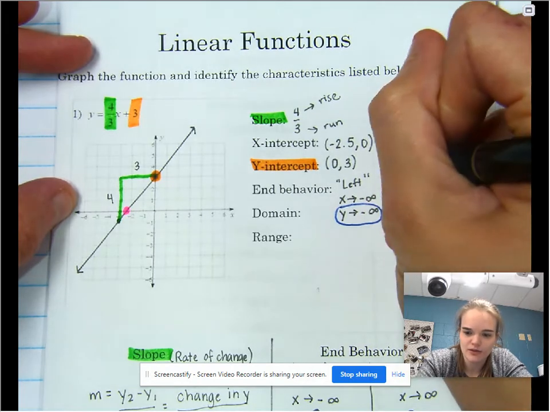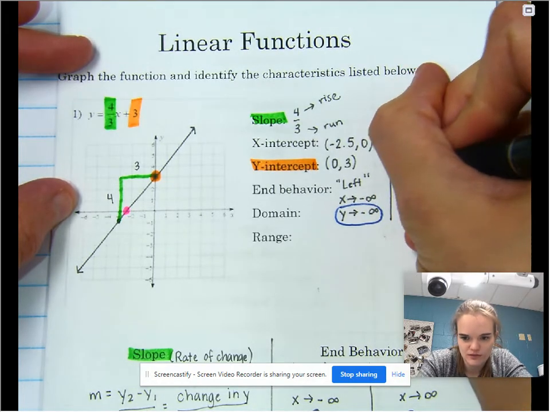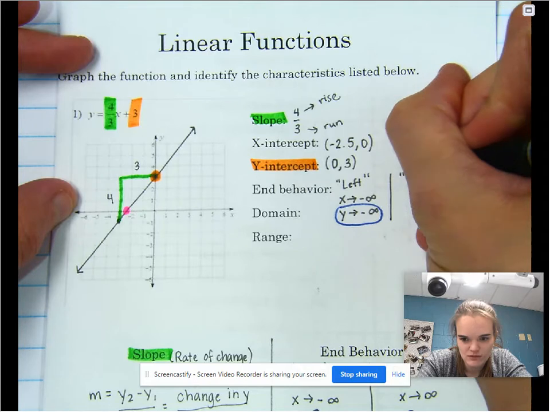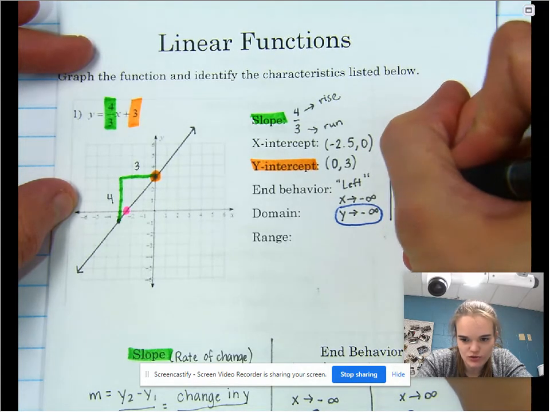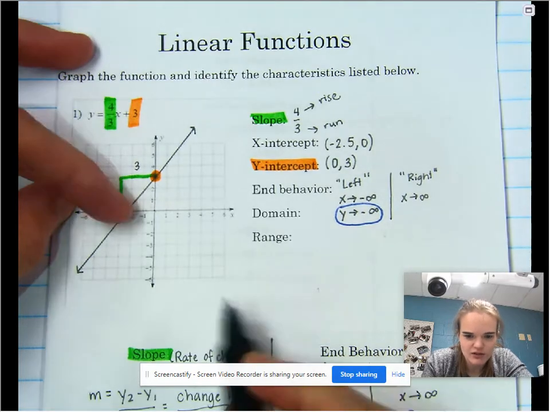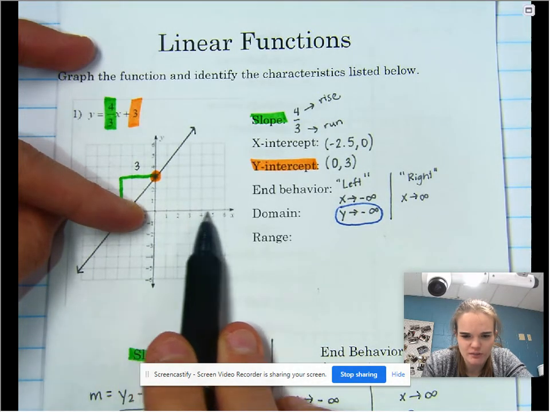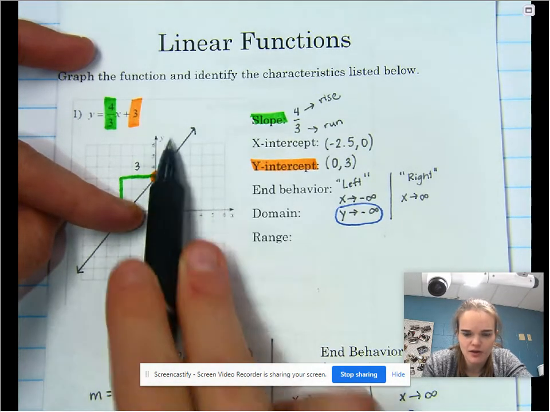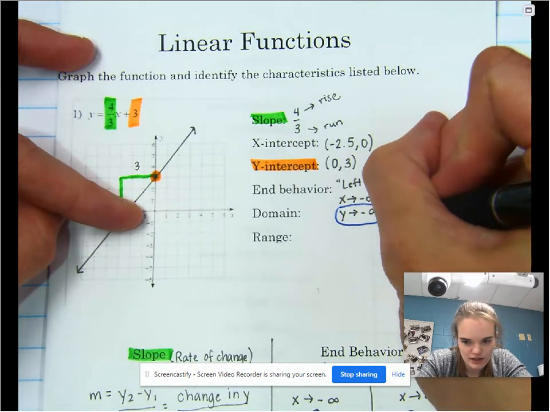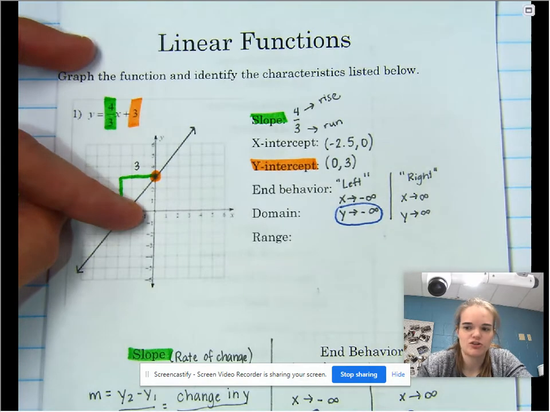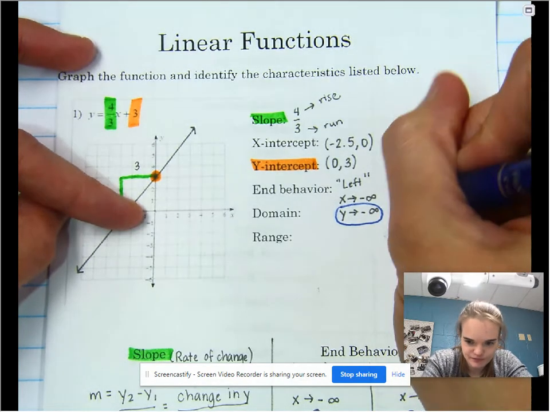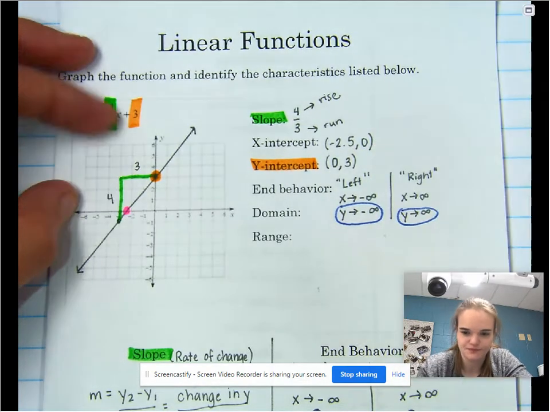Okay, now let's talk about it on the right. As x approaches positive infinity, so when x is going towards the positive numbers, this line is going up, so y is approaching the positives as well. They will not always match. They did here. These are the answers.